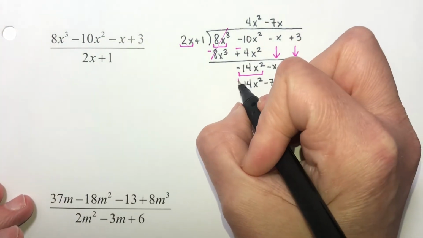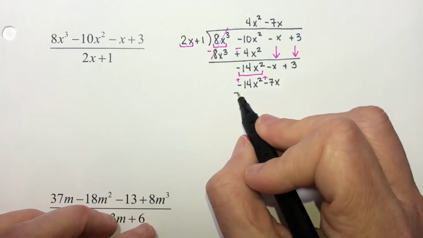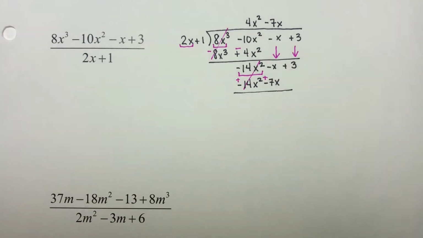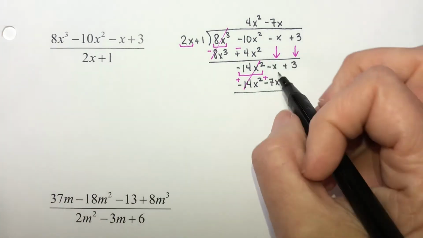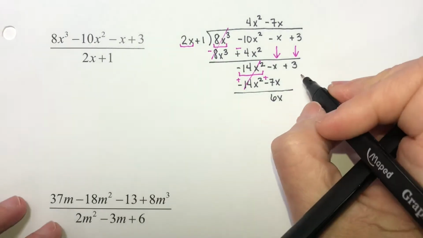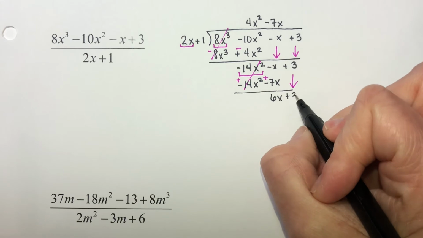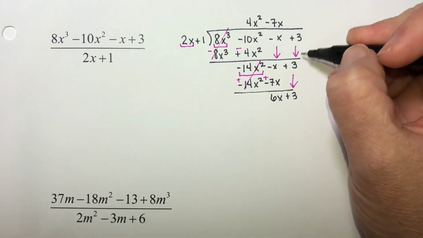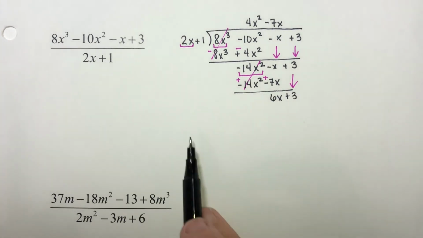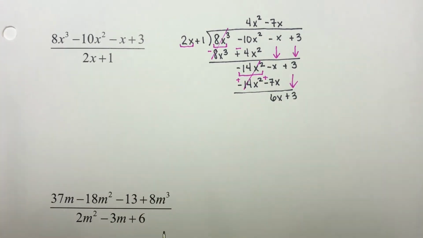Change both signs because we're subtracting. Your first term should cancel. Negative 1 plus 7 would be positive 6x. And then now bring down that 3. If we had not brought it down here, we would need to bring it all the way down from up here. And I think you can see where if you're not being neat, it can be easy to lose something.